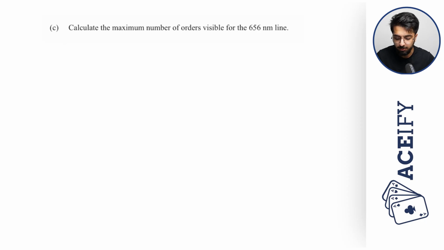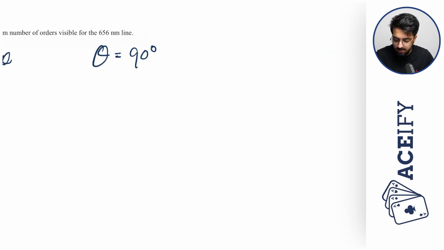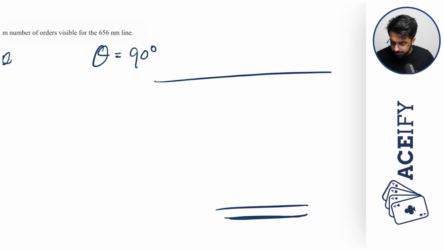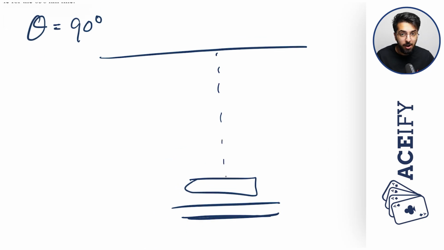Calculate the maximum number of orders visible for the 656 nanometer line. Alright, again, our n lambda is equal to d sine theta. In order to calculate the maximum number of orders visible, we can set our theta to 90 degrees. The reason why we do that is because if we have our screen over here and we're shining light through our diffraction grating, obviously the light isn't going to come through here and then go backwards. So the maximum angle from our first order maxima is 90 degrees.